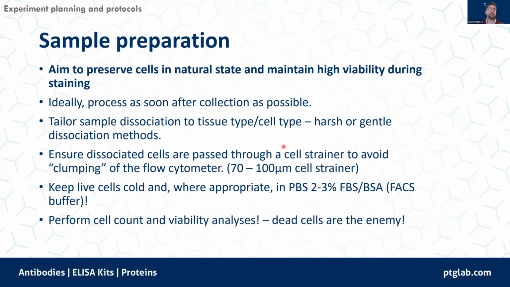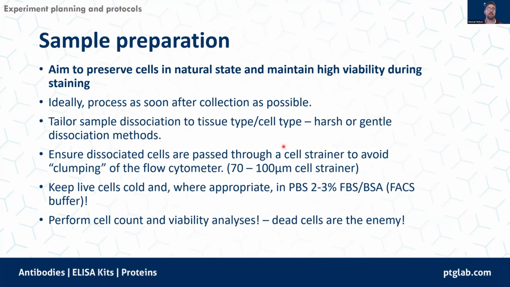We also want to ensure that our cells are in a single cell suspension, and the way we achieve that is using cell strainers to avoid clumping of cells. So using between 70 and 100 micrometer cell strainers will help you have a single cell suspension rather than clumps.